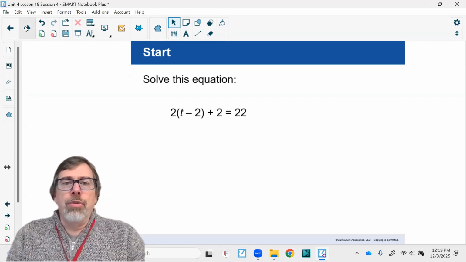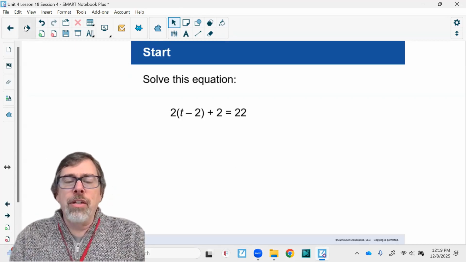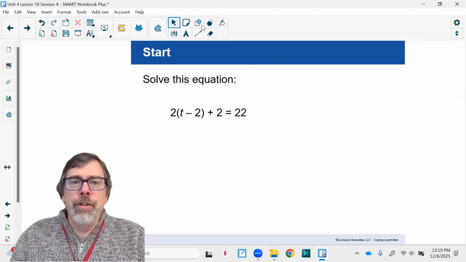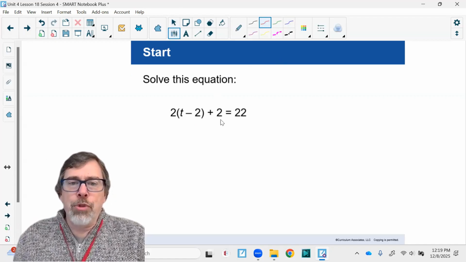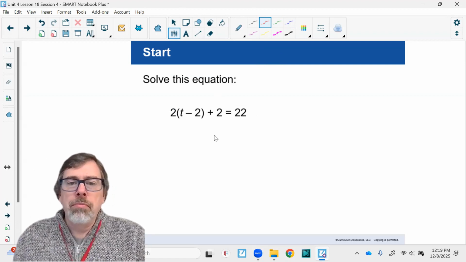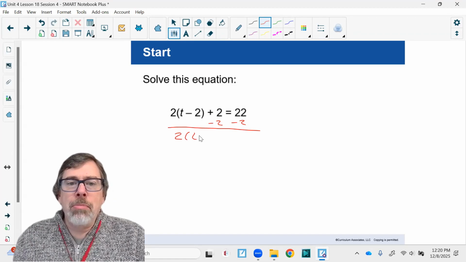And here we go. So we're going to start by solving this equation as a warm-up, if you will. Pause the video, see if you can do this. And let's assume you did that. So I'm going to do this in the simplest way I can think of. I'm going to get rid of this 2 first. And when I do that, I get 2 times t minus 2 equals 20.